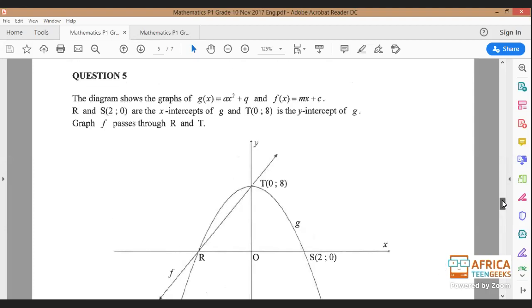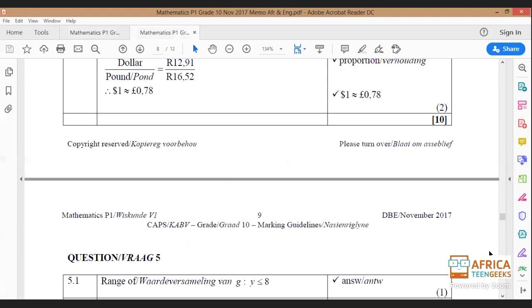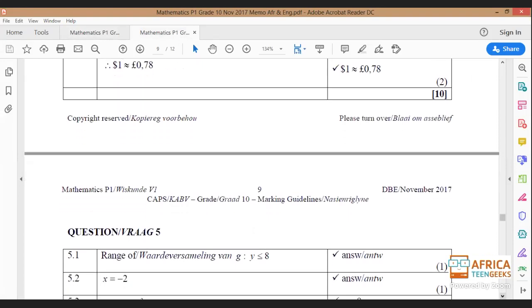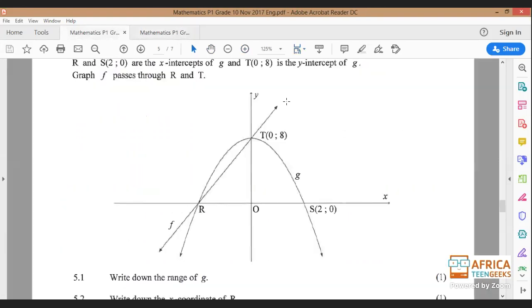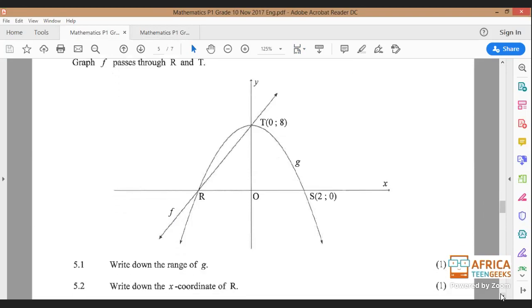We know for a fact that R is the intersection of G and F, right? So we can get the x coordinates in two ways, basically. And we know that it's going to be x equals -2, because on the other side your x intercept is 2. And this will be your x equals -2, boys and girls, right? So please be aware of what we are doing and make sure that you follow everything.